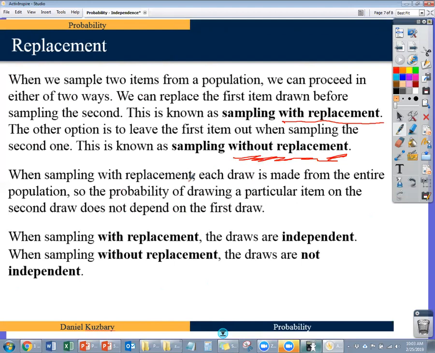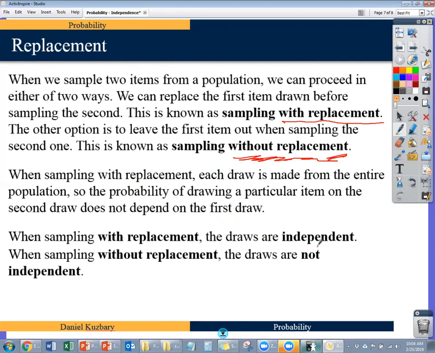When sampling with replacement, each draw is made from the entire population. So that's the putting the marble back. I'm always going to have 10 things when I draw the next one, as long as I keep putting them back. So the probability of drawing a particular item on the second draw doesn't depend on the first draw. When you replace the item, you end up with independent events. Your second draw doesn't depend on your first draw.